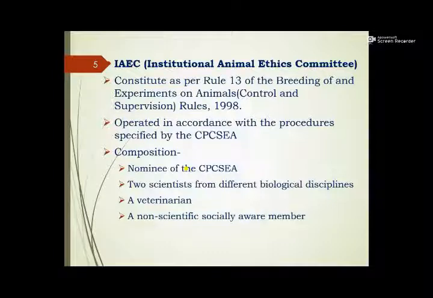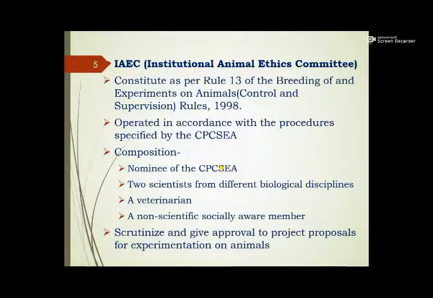So this is the composition of the IAEC. It consists of a nominee of the CPCSEA; one or two nominees are nominated by the CPCSEA. Then two scientists from different biological disciplines, one veterinarian, and one non-scientific, socially aware member. The chairman of this committee is the head of department or principal, and the function of the IAEC is to scrutinize and give approval to project proposals for experimentation on animals.